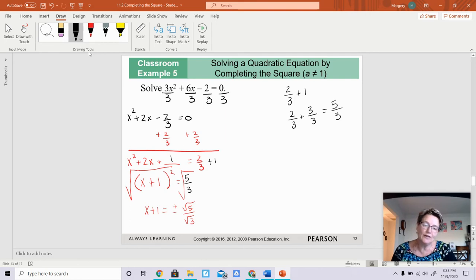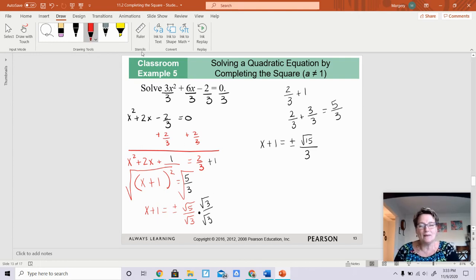So I need to rationalize the denominator. So on this side over here, I'm going to rationalize the denominator. I'm going to just multiply it by the square root of 3. All I'm doing is just manipulating it. So I end up with x plus 1 equals plus or minus square root of 3 times the square root of 3 is the square root of 9. And the square root of 9 is just 3. Now in the numerator, the square root of 5 times the square root of 3 is the square root of 15. So now I'm good.